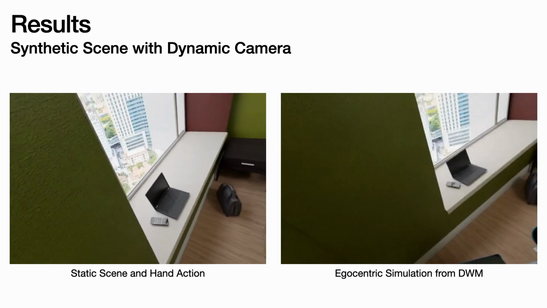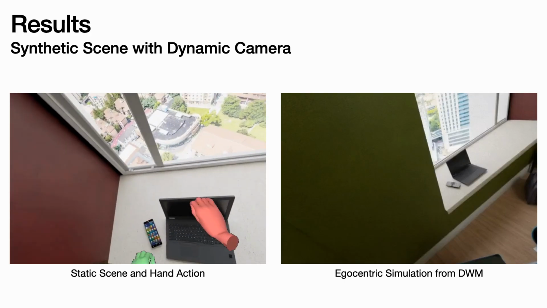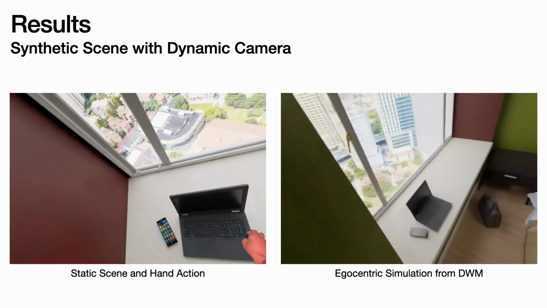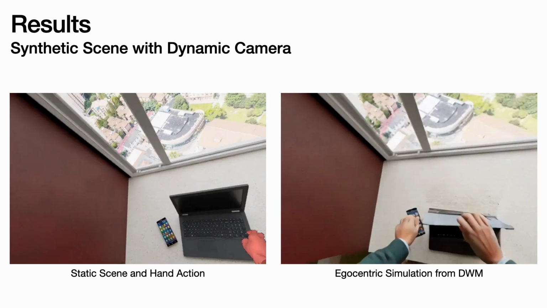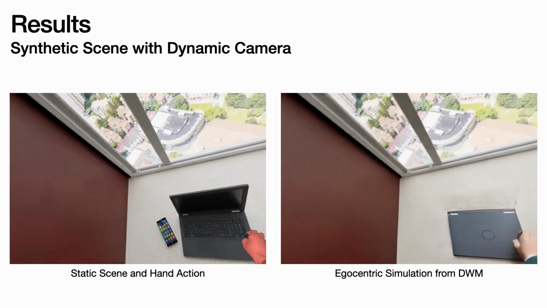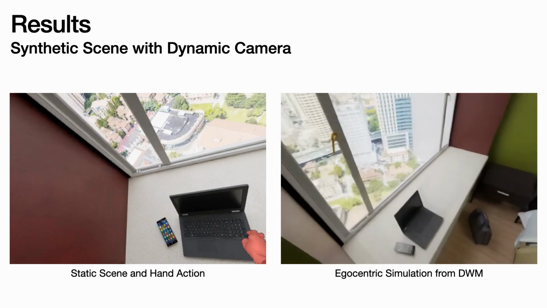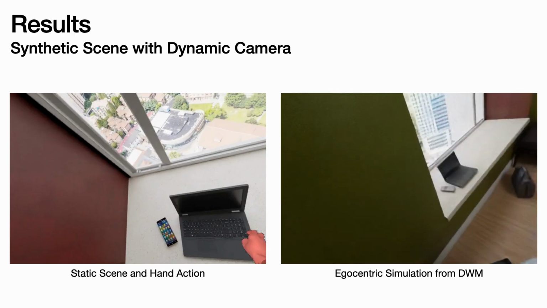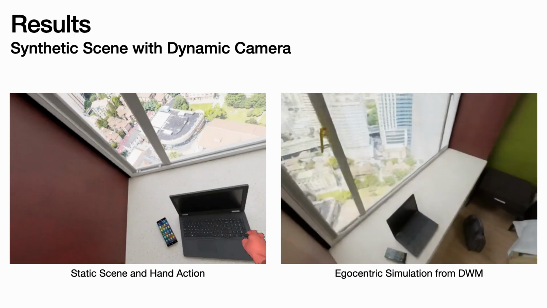First, we show a synthetic scene with a dynamic egocentric camera. The left side shows the static scene and hand action input. The right side shows the egocentric simulation generated by DWM. The model preserves the camera motion and scene geometry, while producing the action-induced changes.